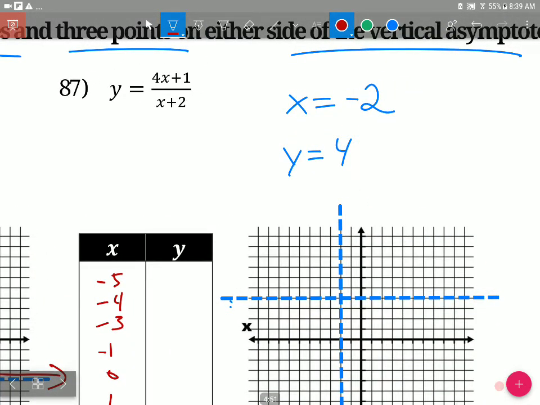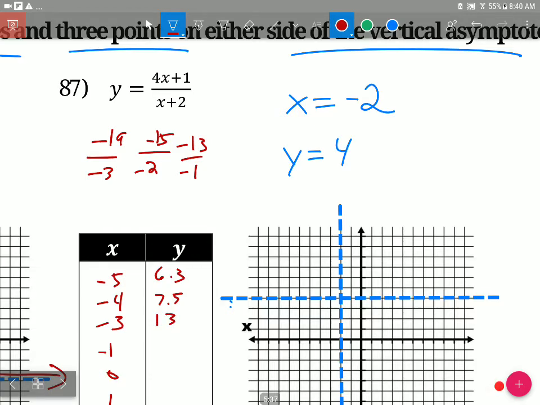-5 times 4 is -20. -20 plus 1 is -19. -5 plus 2 is -3. -19 divided by -3. I'm just going to pull out a calculator on that. 19 over 3 is 6.3. All right, negative 4. Negative 4 times 4 is negative 16. Negative 16 plus 1 is negative 15, divided by negative 4 plus 2, which is negative 2. 15 divided by 2 is 7.5. Let's do the -3. Wait, -3 times 4 is -12. -12 plus 1 is -11. Negative 3 plus 2 is negative 1, so that's 11. And 0 is 13.